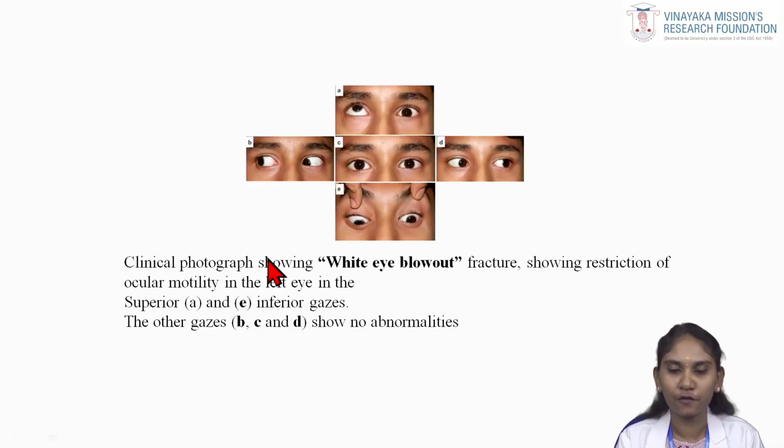Here, this is a clinical photograph demonstrating the white eye blowout fracture, restriction of the ocular motility in the left eye. Pictures A and E show the superior and inferior gazes; A is superior gaze and E is inferior gaze. The other gazes, B, C, D, show no abnormalities, okay. This is white eye blowout fracture.